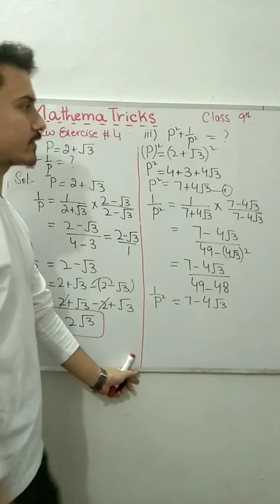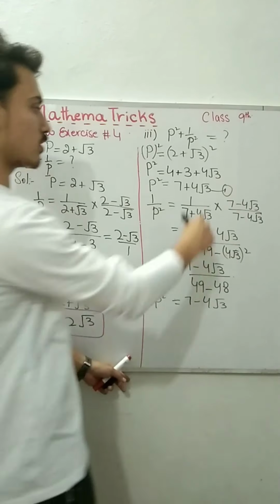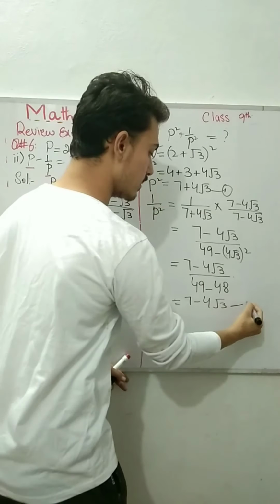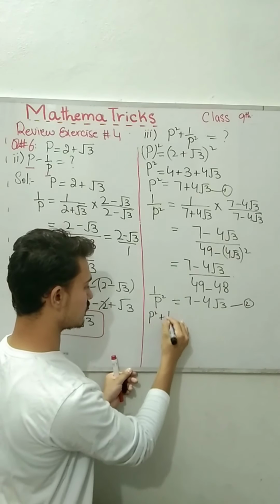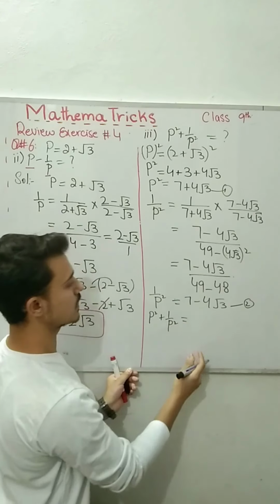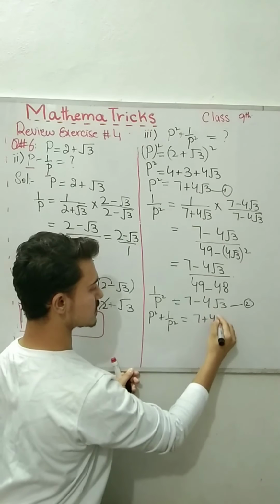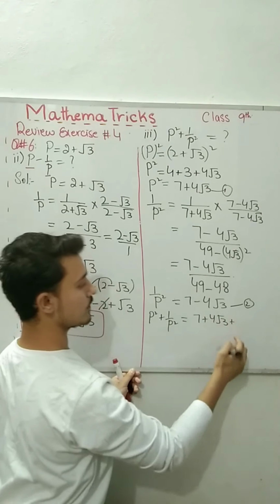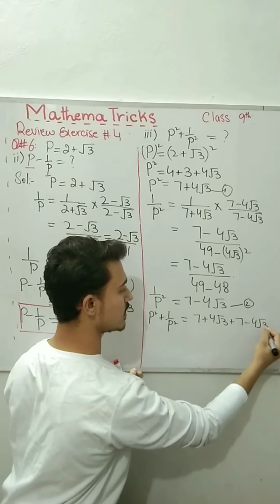What we need to find? We need to find p square plus 1 over p square. Because we got both the terms, p square and 1 over p square, I'm going to find p square plus 1 over p square is equal to the value of p square, 7 plus 4 square root of 3, plus the value of 1 over p square, 7 minus 4 square root of 3.